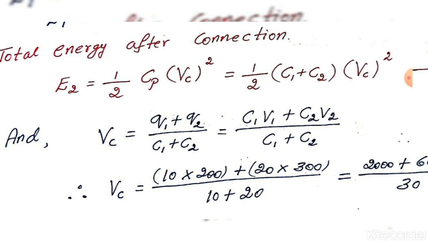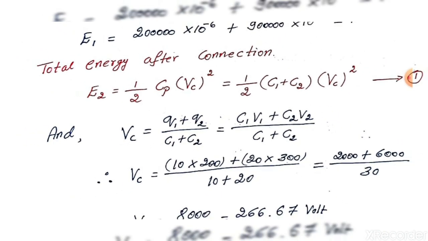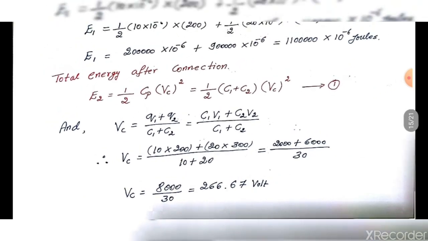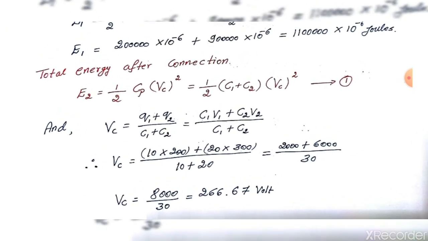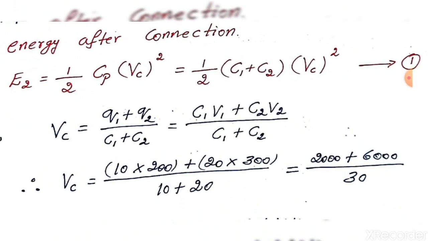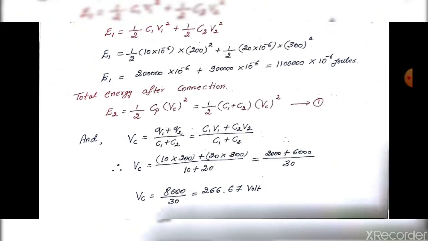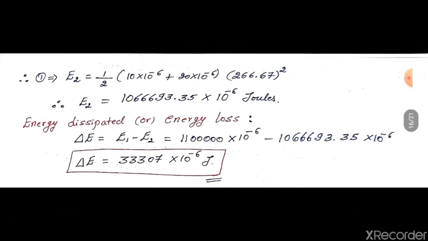From the capacitance definition, C is equal to Q by V, hence Q becomes CV. So Q1 is C1 V1 and Q2 is C2 V2. Keep C1 plus C2 as it is. Now we have the values for everything here. Substitute it and find out Vc, the common potential. After finding the Vc value, substitute it in this equation 1. Vc square is there, no? There you have to substitute, and C1 plus C2 values are ready. So now you will get the E2 value, right? This is the E2 value.